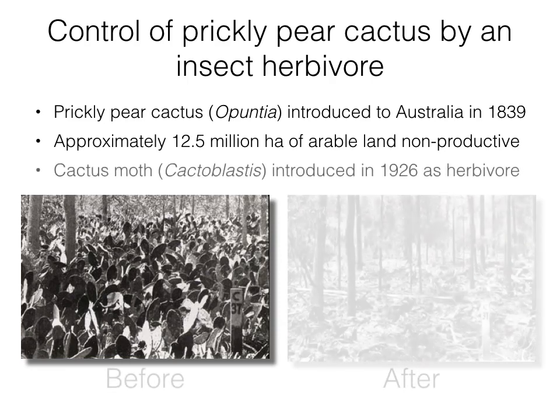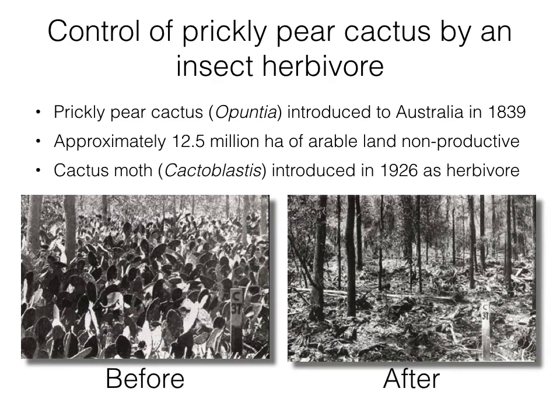The cactus moth, which was originally from South America, was introduced to Australia in 1926. This introduction was an attempt to control the prickly pear cactus population because the larvae of the cactus moth feed on the growing shoots of the cactus plant, the Opuntia. The damage allows the parasite to kill the cactus.